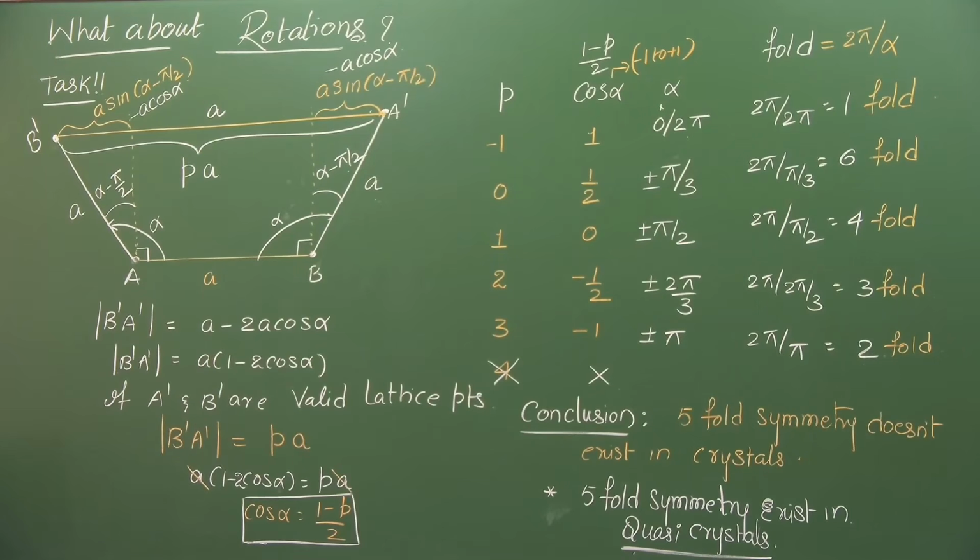Ready? So, final conclusion. In crystals we do not have 5-fold symmetry. That means if you rotate 5 times through any angle, you will not get the same side or same pattern, whatever it is. Ready, boys?